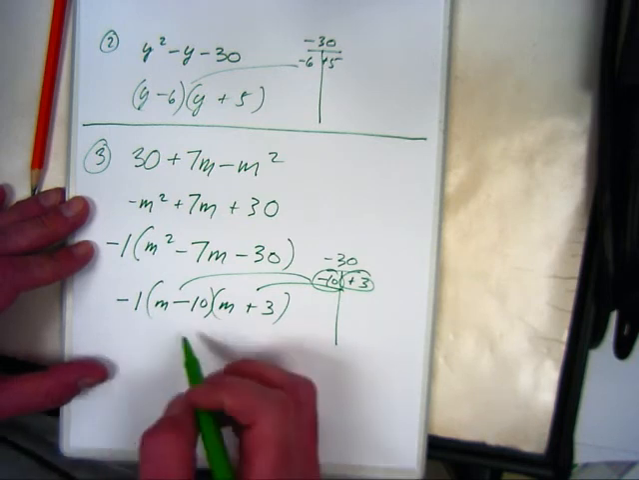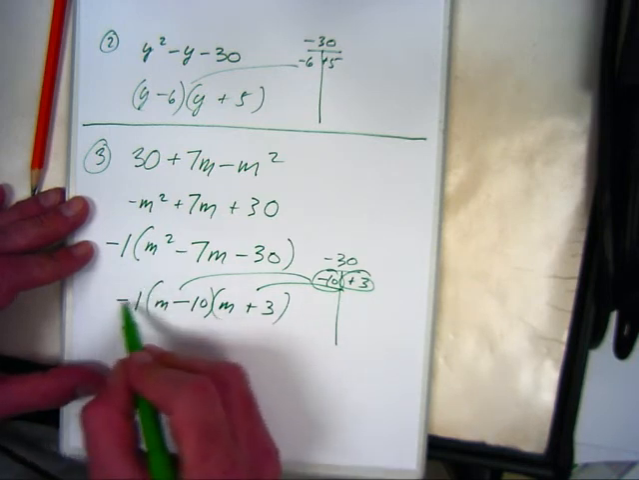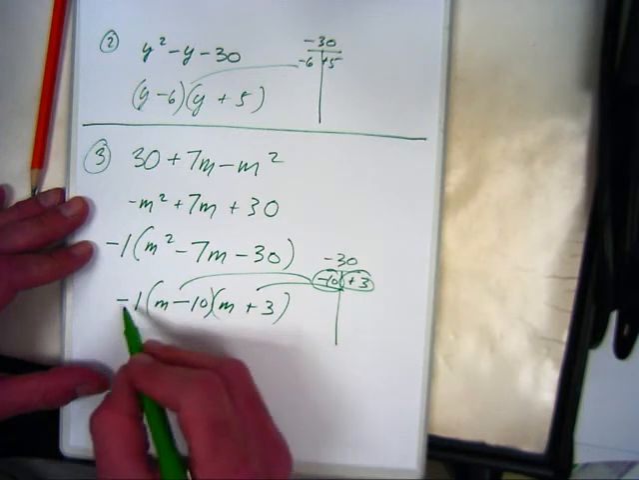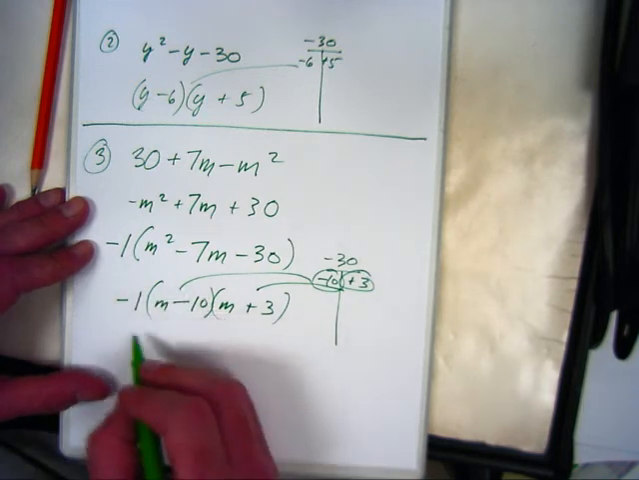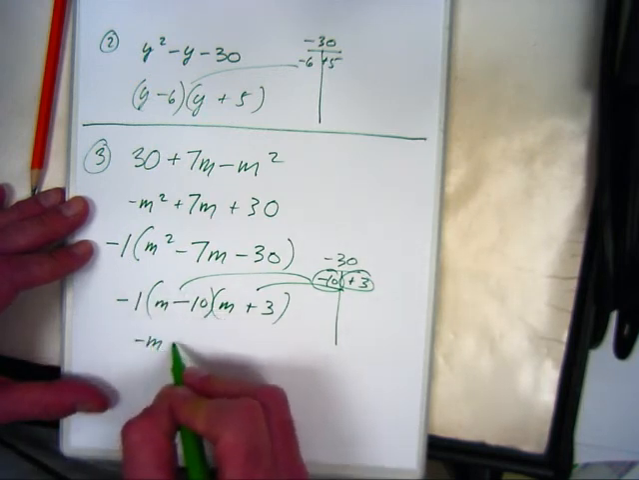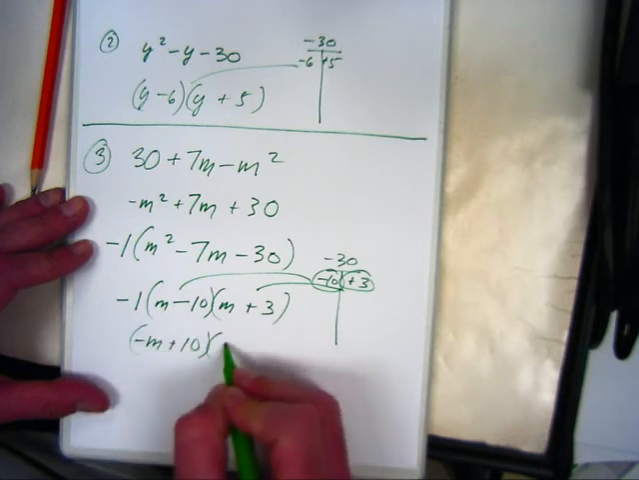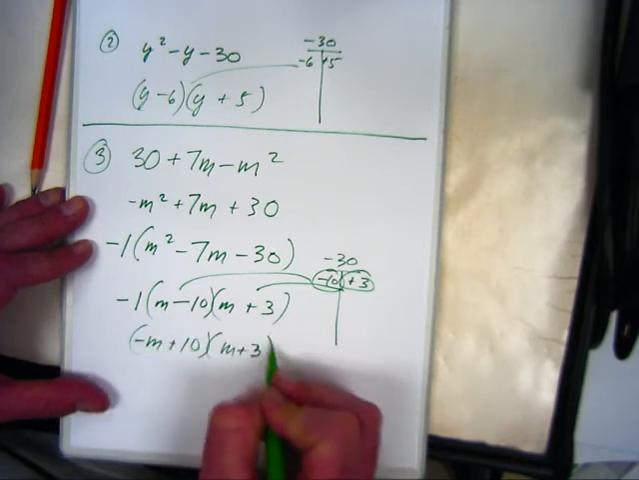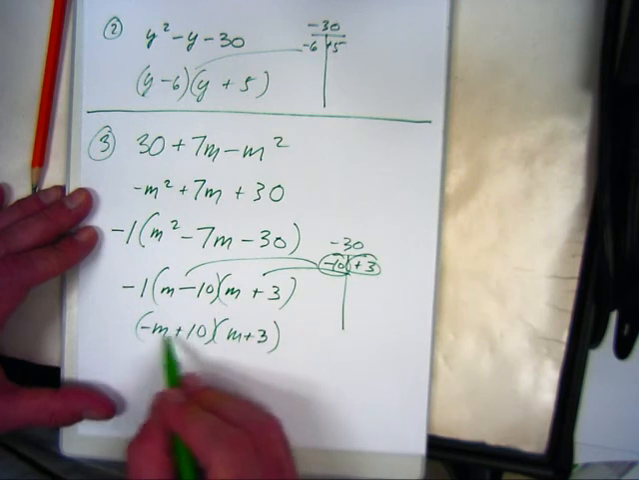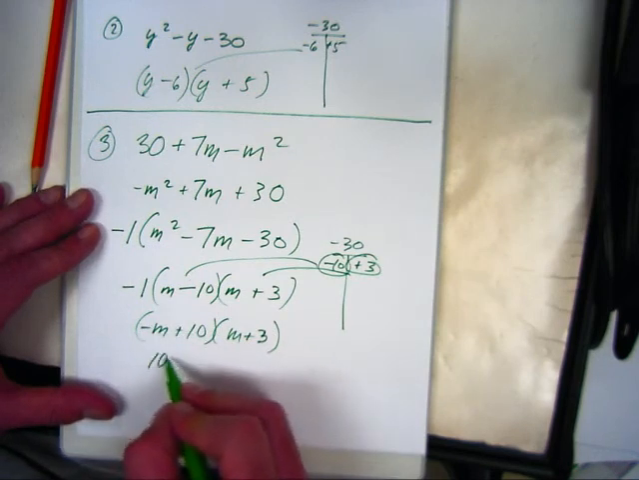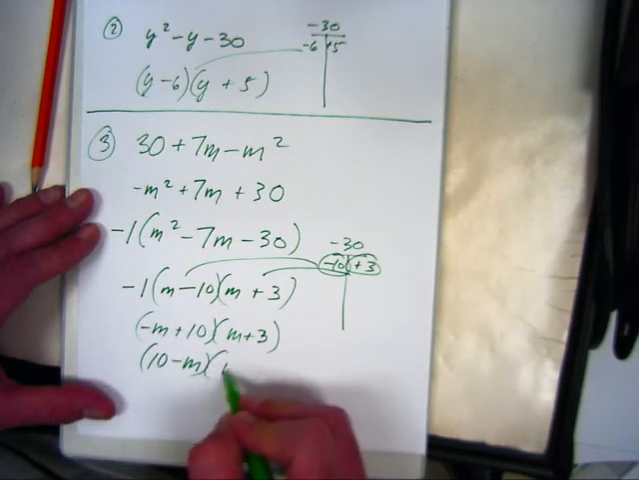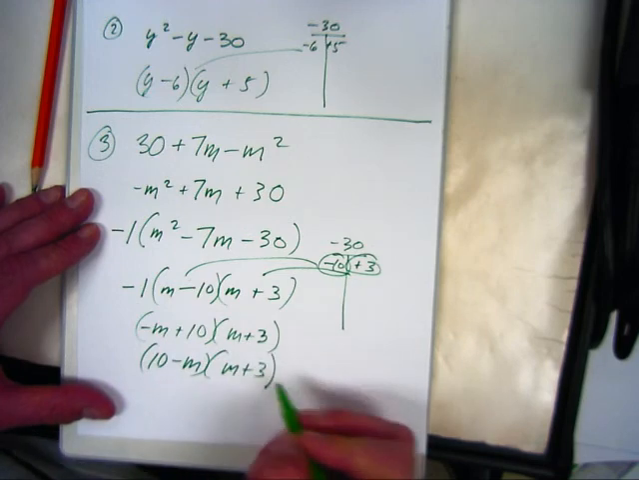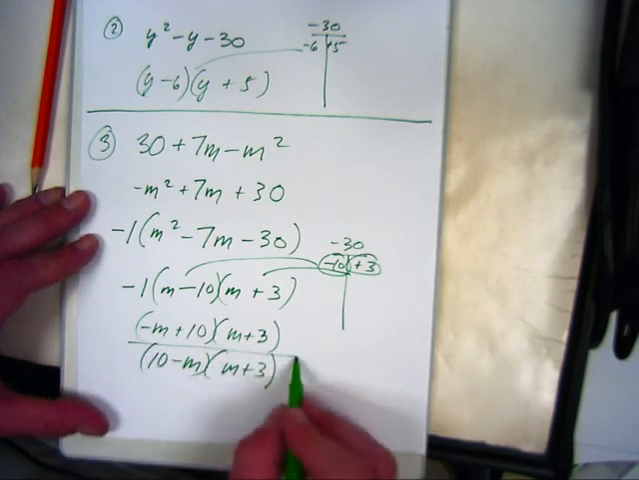This is not considered simplified because we have too many negatives. We have a negative there and a negative there. But if we distribute this negative 1 in, we'll get negative m plus 10, m plus 3. And then if we switch the order of this with the commutative property of addition, we'll get 10 minus m, m plus 3. That should be our final answer for number 3.